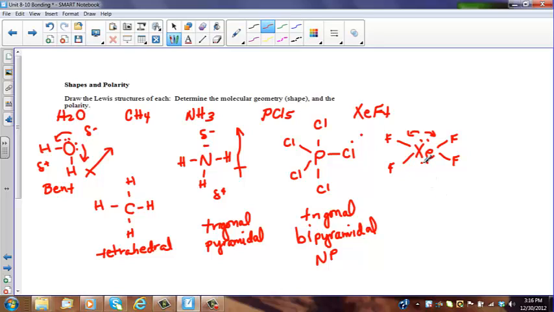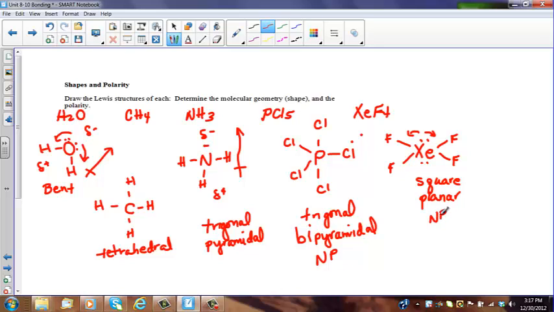This has got 6 groups around it. So the electron arrangement is octahedral, but it's actually considered square planar because when we actually name the geometry, we don't take the lone pairs into consideration. So this is square planar. And square planar is going to be nonpolar as well.